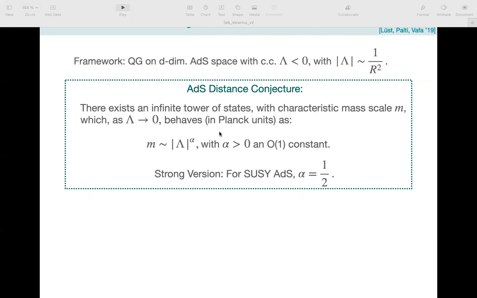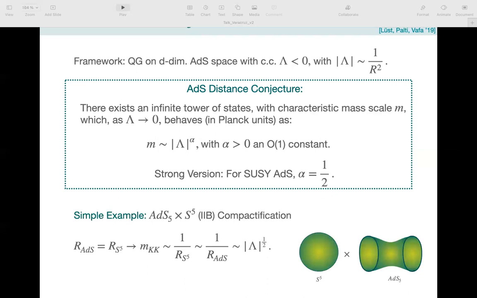And this, once again, a simple example is just type IIB compactified on AdS5 cross S5. In this case, there is a flux, 5-form flux that is supporting the S5 solution. And it turns out that this is forcing the radius of the S5 and the AdS5 to be the same.